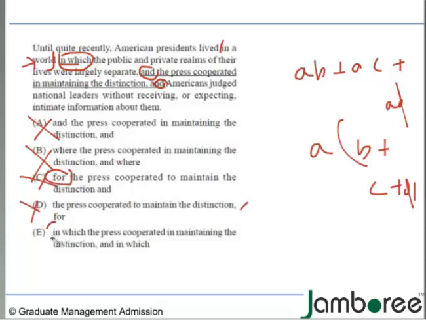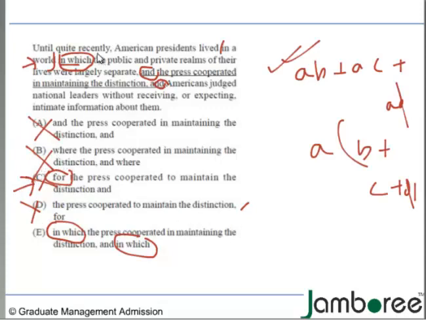Now here I have got "in which the press something and in which." Yes, it makes the reading very clunky, too many "in whiches," but what to do? This is the correct option. You might have said that, did I eliminate just because I don't have the "in which"? What do you think? Did I eliminate just because I did not have the "in which"?